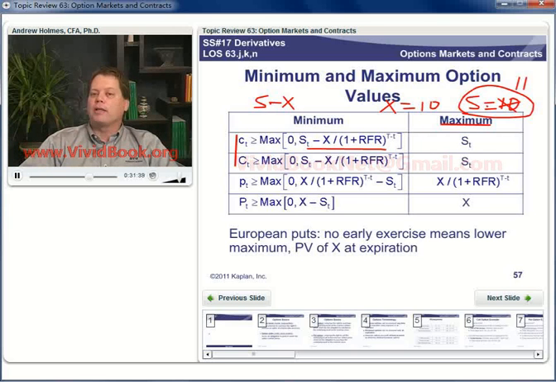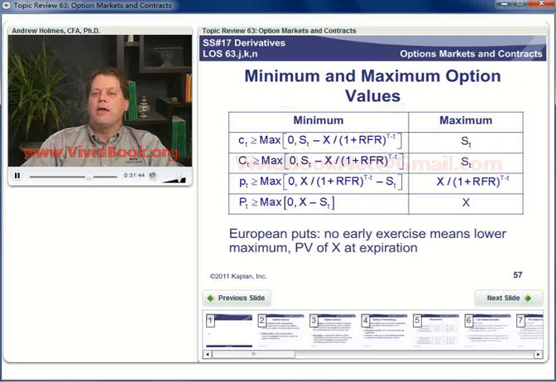Okay, so what about the puts? If we change our example now and look at a put, we have an exercise price on this put equal to $10.